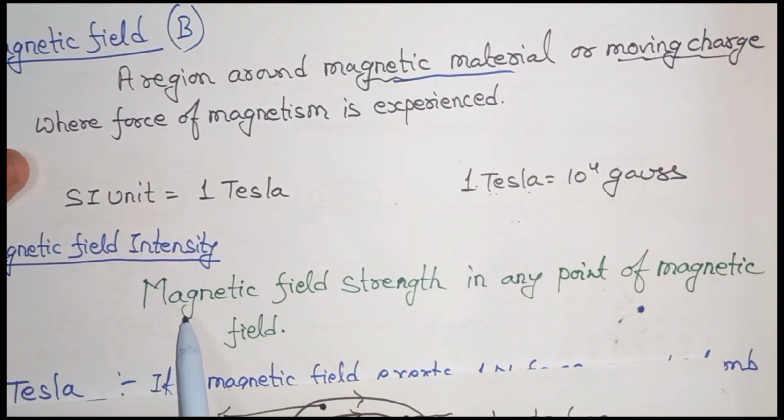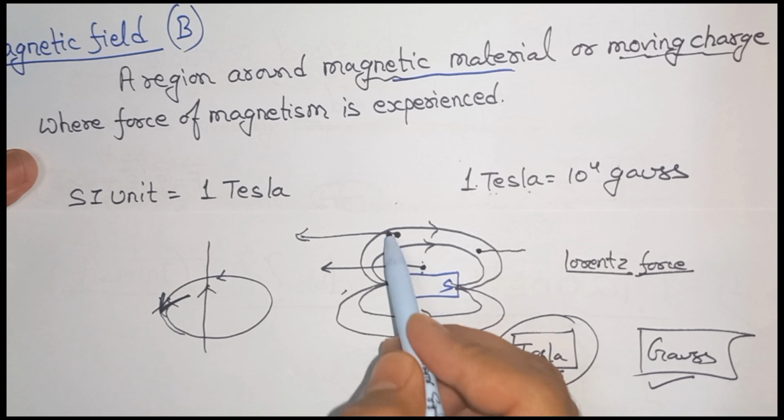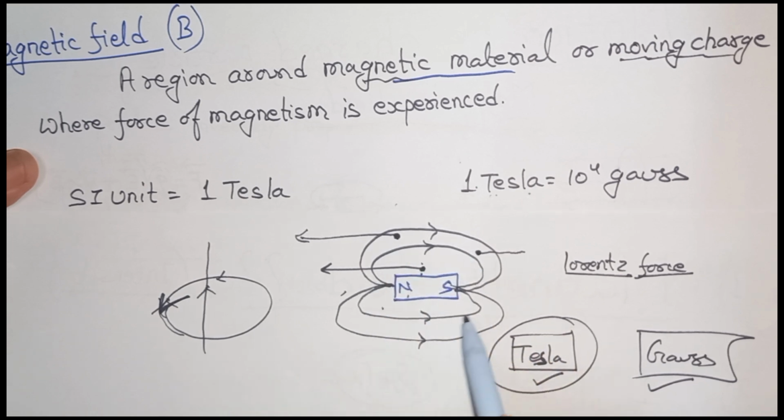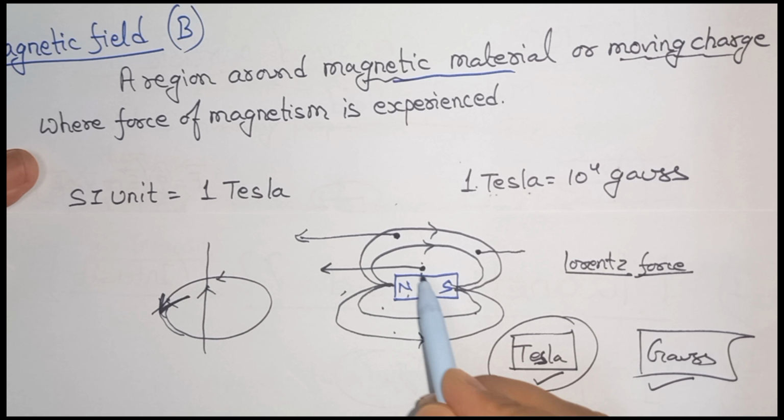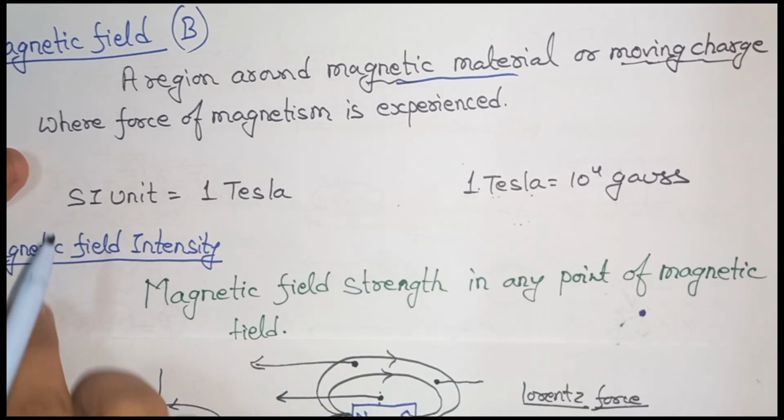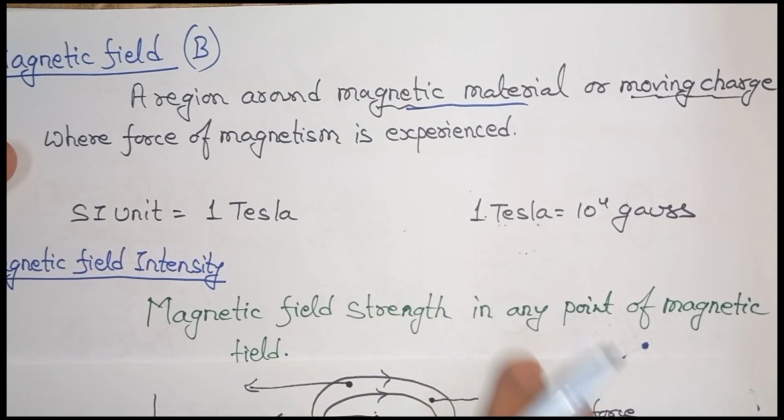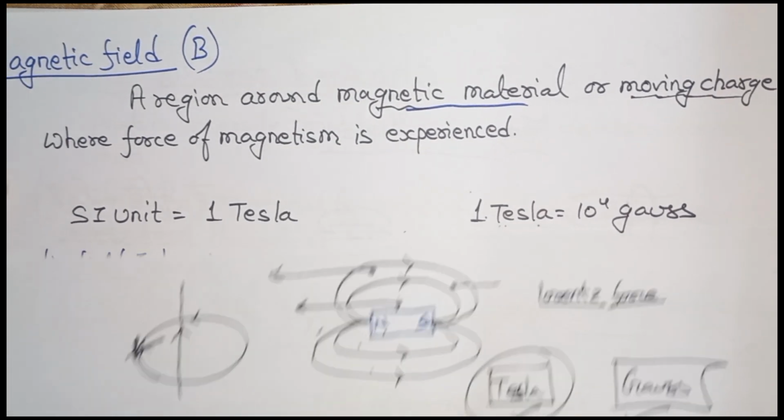I'll define it in this way. Magnetic field intensity is the strength of the magnetic field at any point. Suppose at any point here, wherever you like, what is the strength of this magnetic field? That is given by the magnetic field intensity. I hope it is clear.